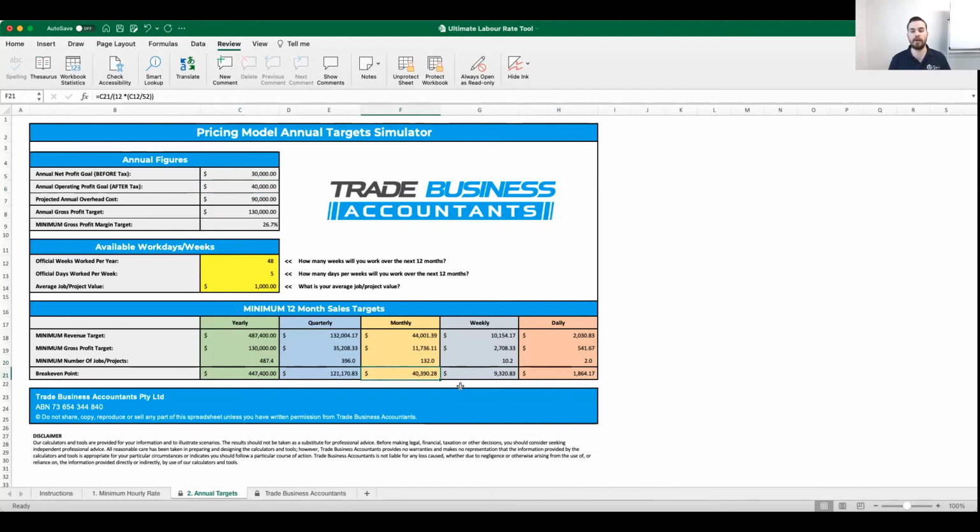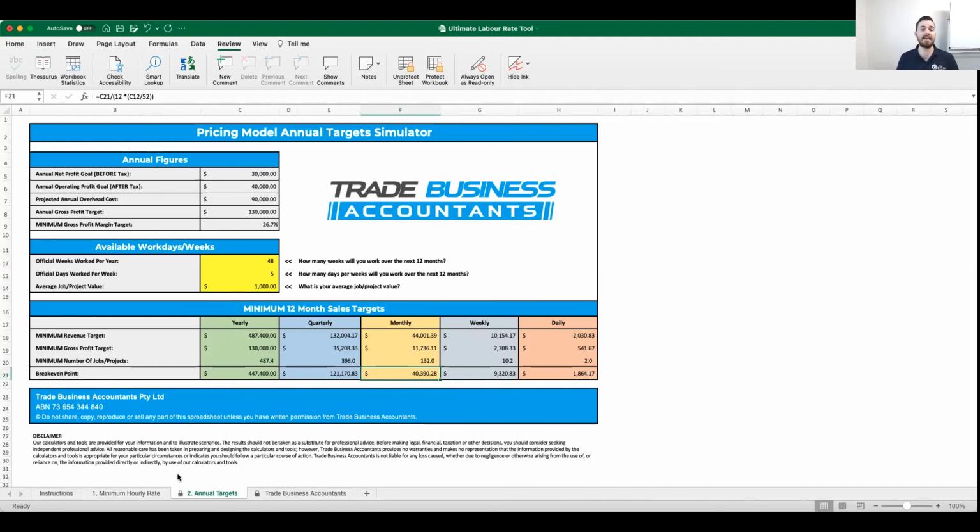And that's a really important figure to know. If you know you're above that figure, then you know you're making some net profit or operating profit. If you're below that figure, you're not making money. So that's just another really important figure to keep in mind.